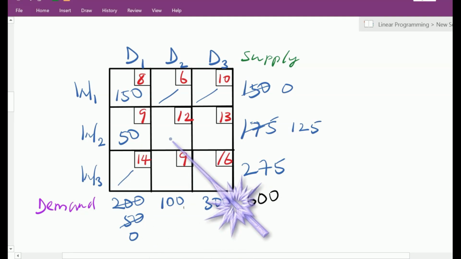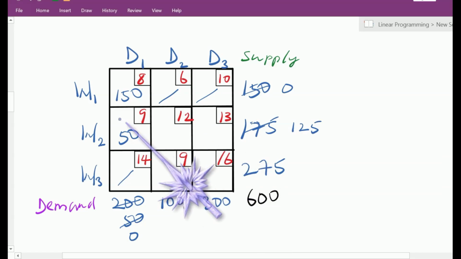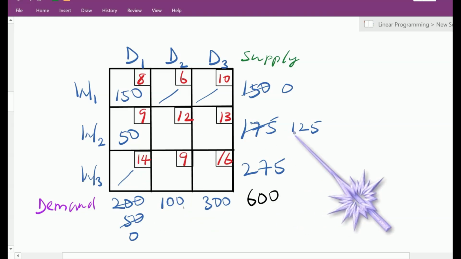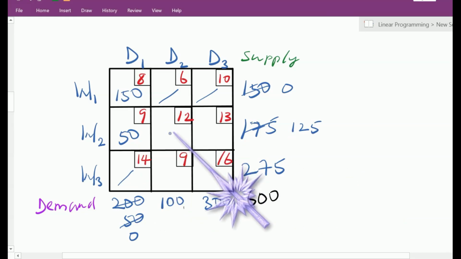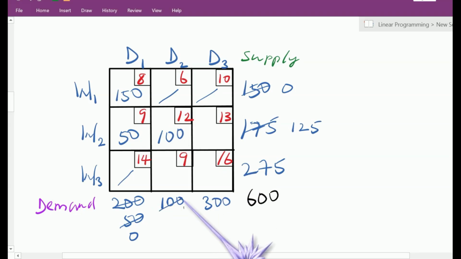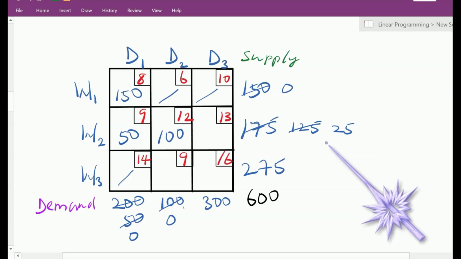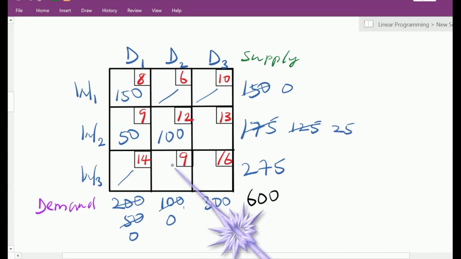You go next to this, the northwest corner. You're always starting from the northwest corner, the top left. On this row, warehouse 2, we have 125 and the demand there is 100, which is the smaller value. So you write 100 there, and the demand becomes 0. Subtract 100 from the supply, and we are left with 25. You have already exhausted this column, so you strike it out.